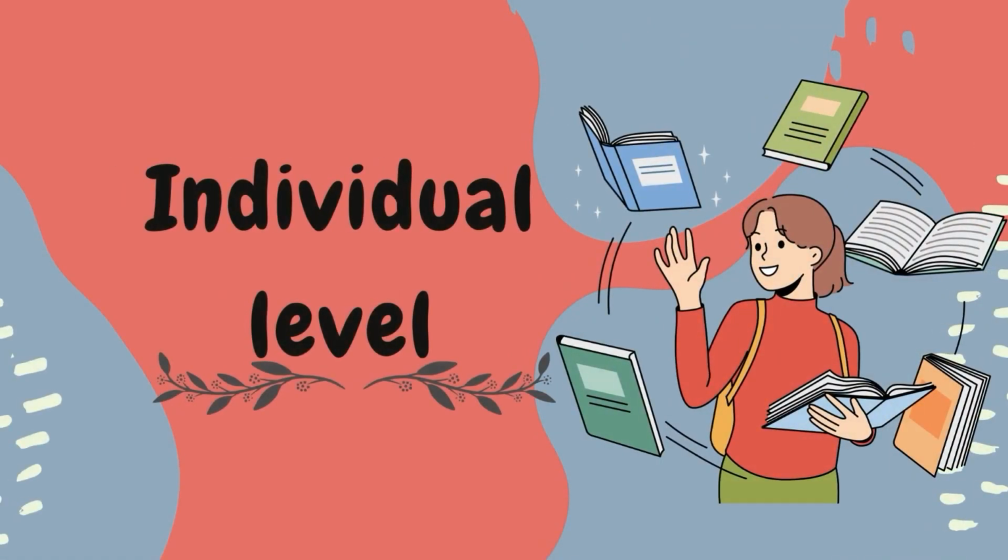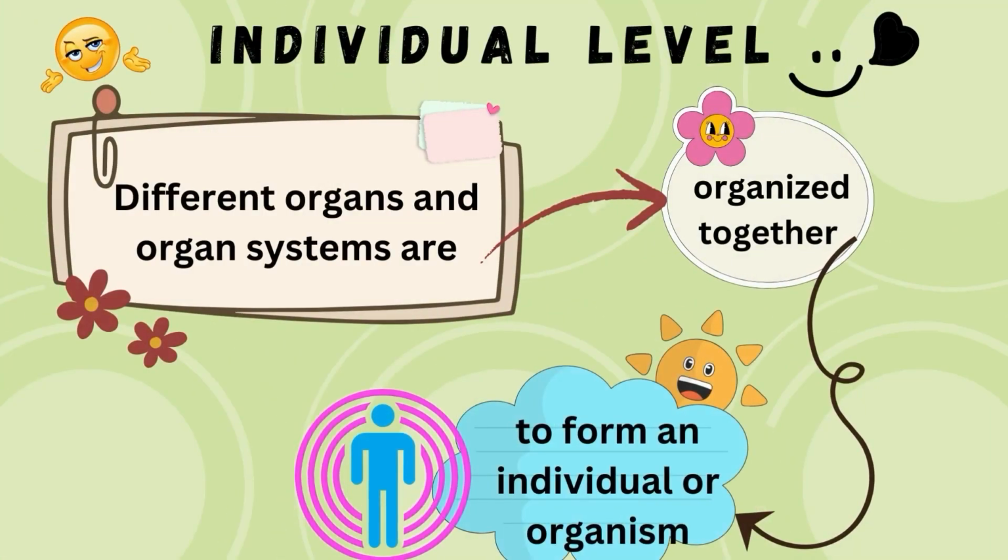In our next class, hello. Today we will talk about individual level. In our previous lecture we studied the organ and organ system level. Let's talk about individual level in detail. Different organs and organ systems are organized together to form an individual level. An individual is also called an organism.